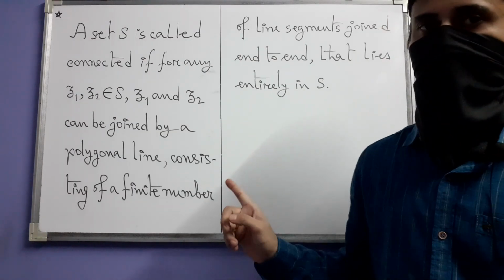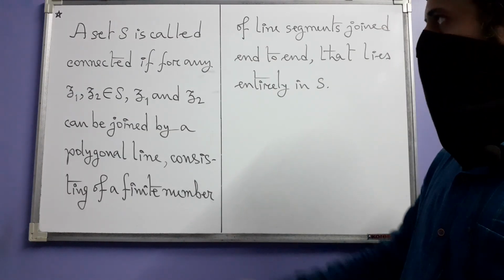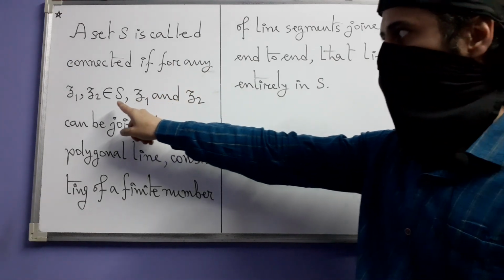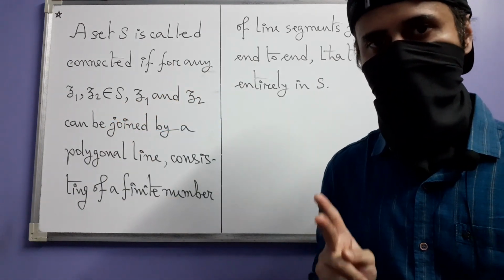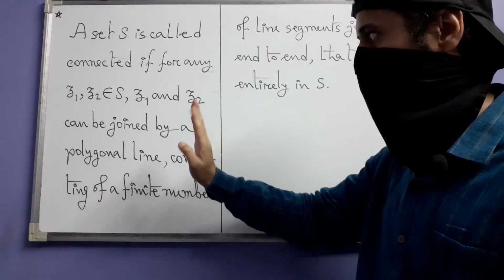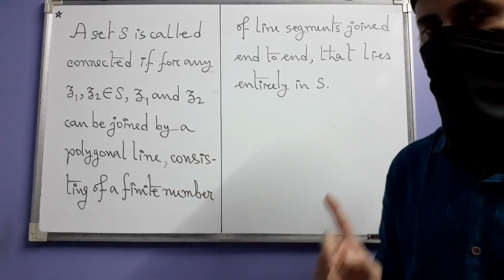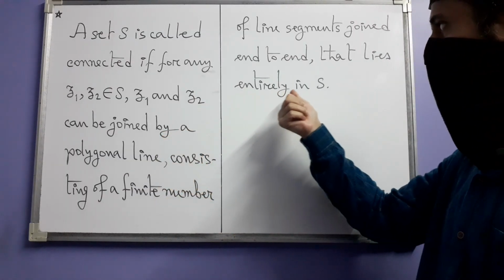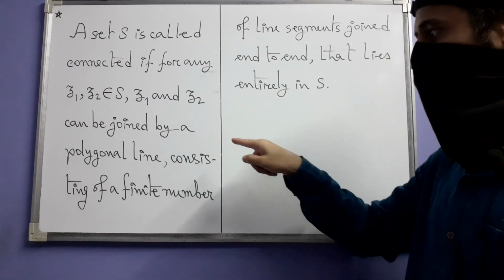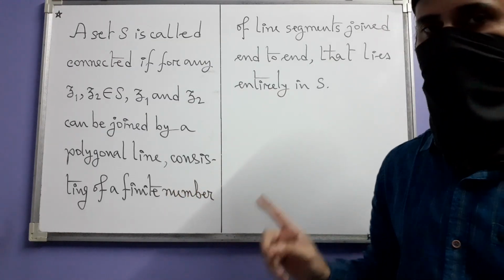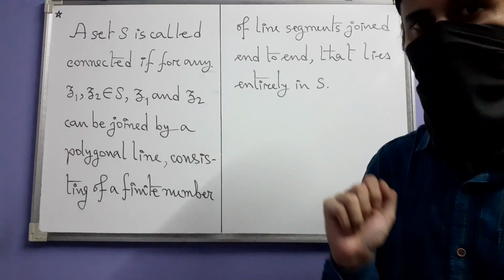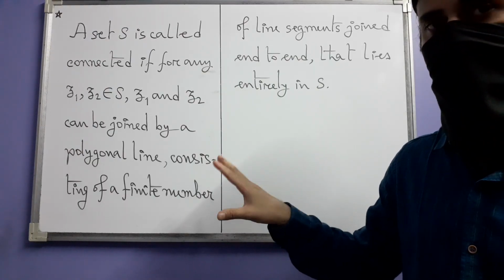Then we have the notion of a connected set. A set S is called connected if whenever you choose any 2 points in S, say Z1 and Z2, then they can be joined by a polygonal line which lies entirely in S, and a polygonal line consists of a finite number of line segments joined end to end. Let's try to understand what this means.